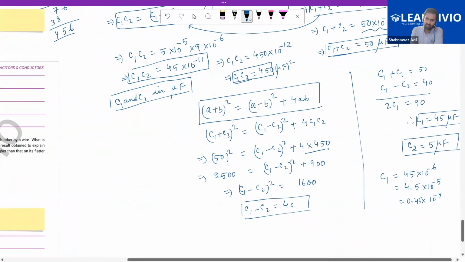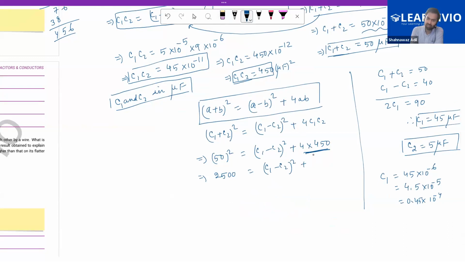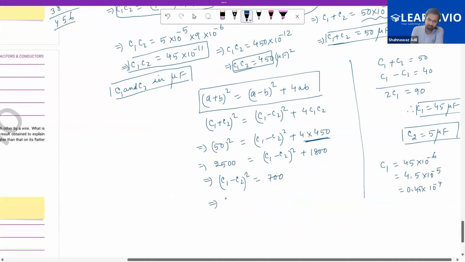So there is the mistake, right? This is the mistake that we have done. Did you understand the mistake? Yes. So this should be 4590 into 1800. So this is C1 minus C2 square, that is 700. And then what is the root of this thing? The root of this thing is root of 700. So this is 10 root 7.